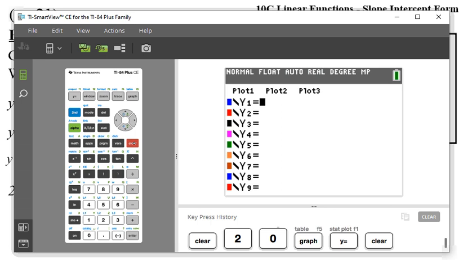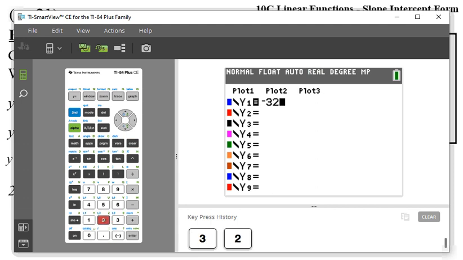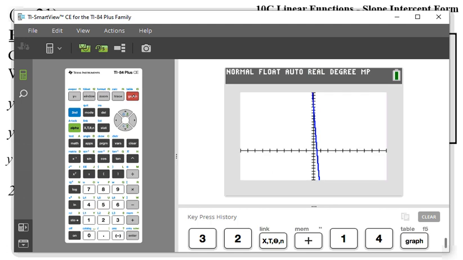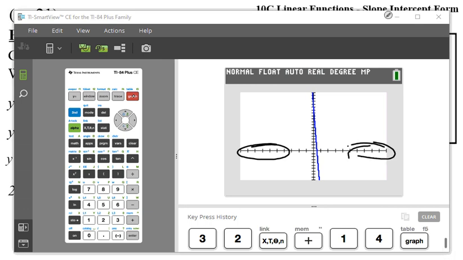The next one was negative 32x plus 14. Make sure you hit negative, not subtract. Negative 32x plus 14. Let's graph that one. All right. In this case, we can see that it's going fairly steeply. I don't need all of this graph over here necessarily, but I would like to see it up a little bit more. So what needs to change?